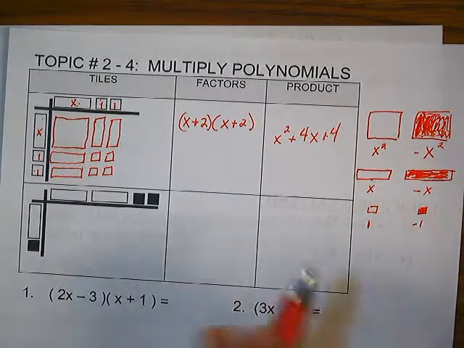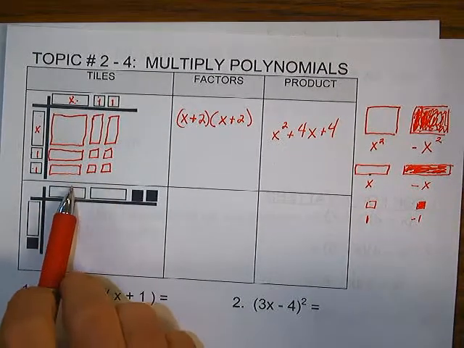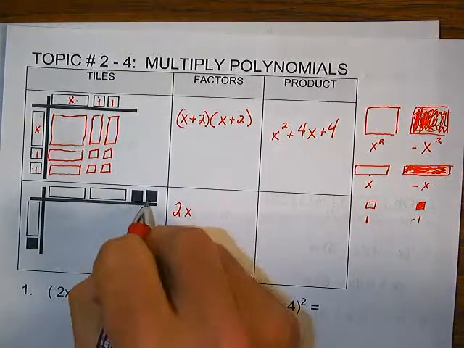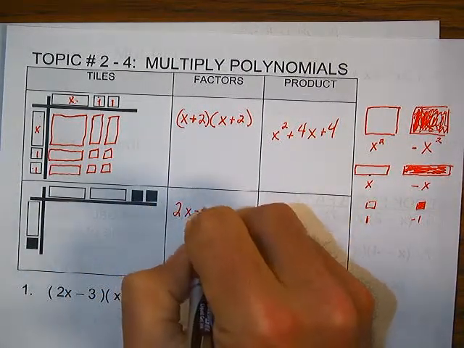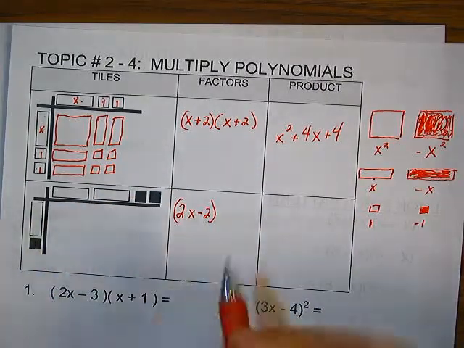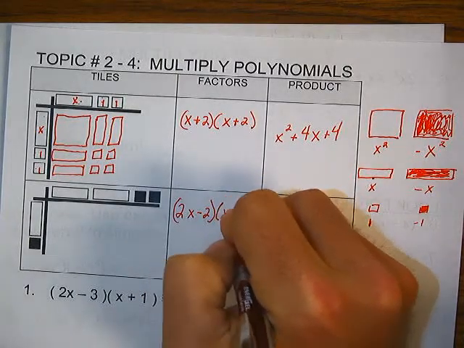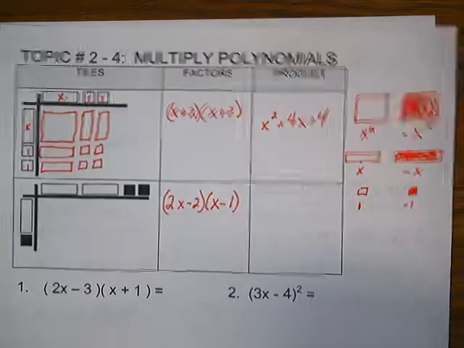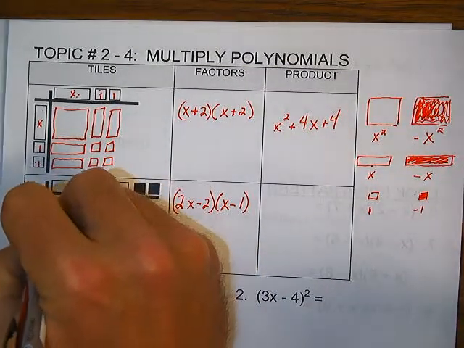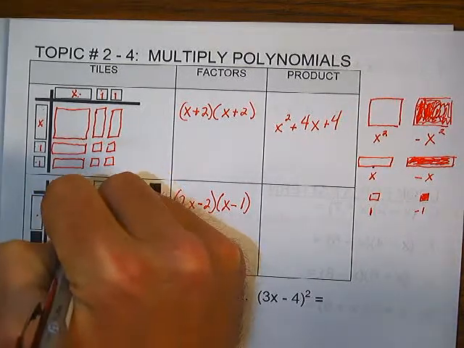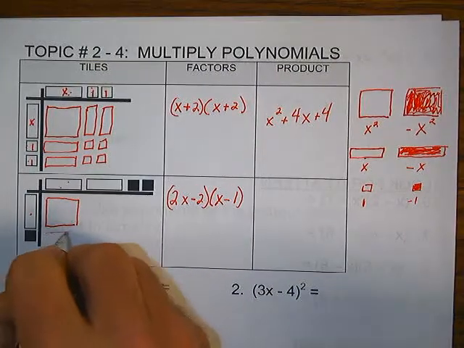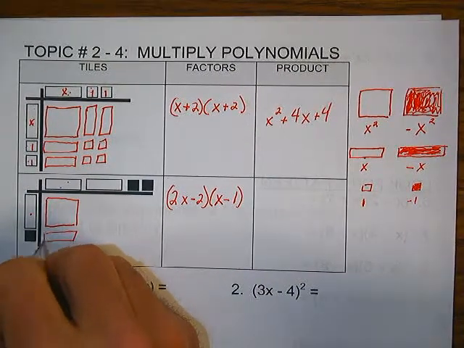Here, what do we have up top? We have 2x minus 2 times x minus 1. Let's multiply these together. x times x is x squared. x times negative 1 is negative x.